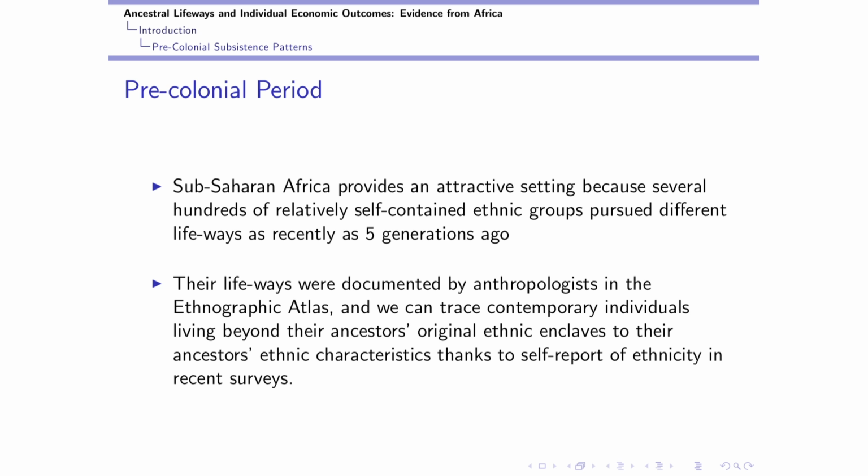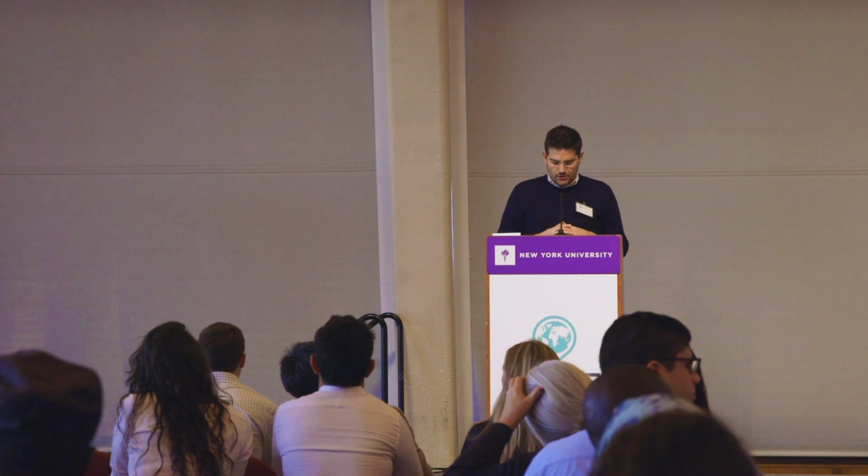Okay, so Sub-Saharan Africa is going to be our focus. It has an attractive setting in the sense that not long ago, in the mid-19th century, the continent was populated by all kinds of different lifeways. You would have pastoralists, you would have hunter-gatherers, and also agriculturalists, either extensive or intensive agriculturalists.